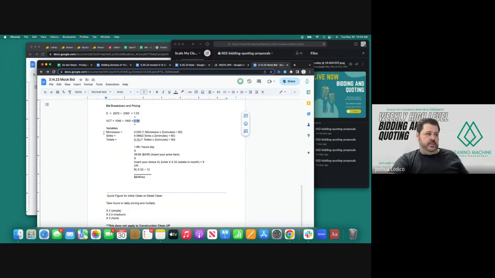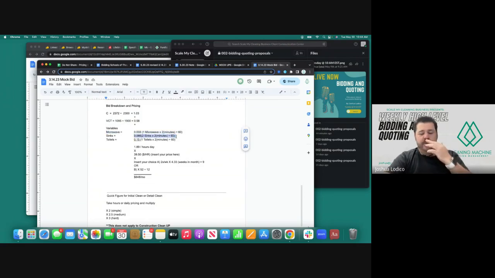All right, now here's where it gets a little more difficult, is once we start figuring out our fixtures. So our fixtures, how do we figure? We got one microwave. How do we get there? It's simple. One microwave times 2 minutes. So 1 times 2 is 2. And we divide that by 60. And we come up with 0.033.